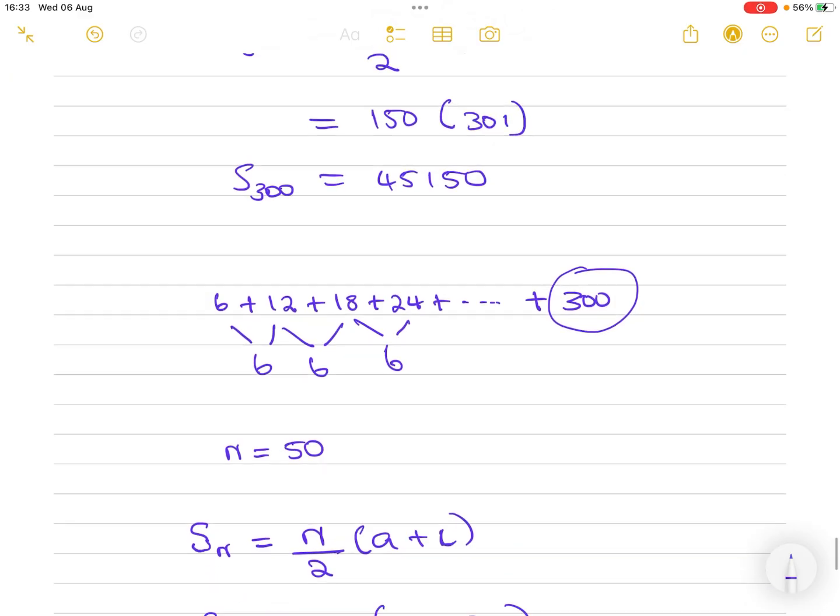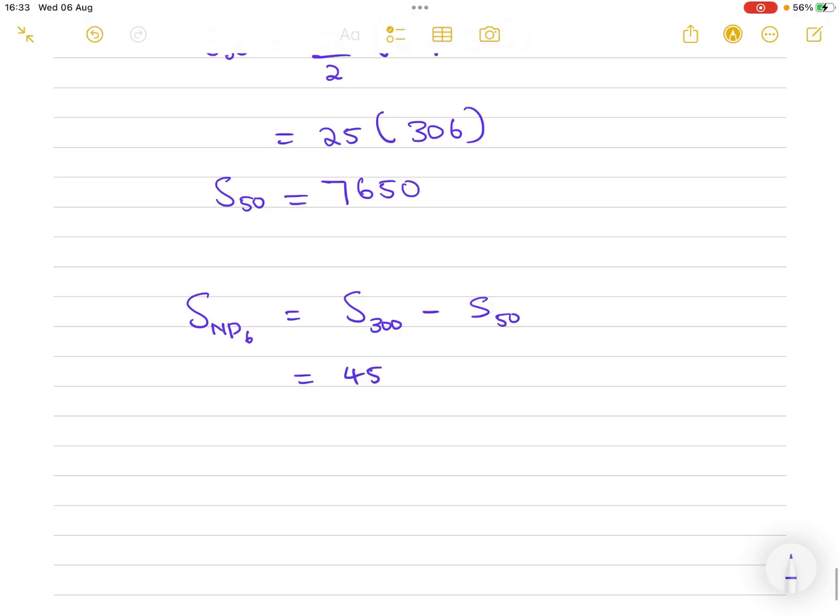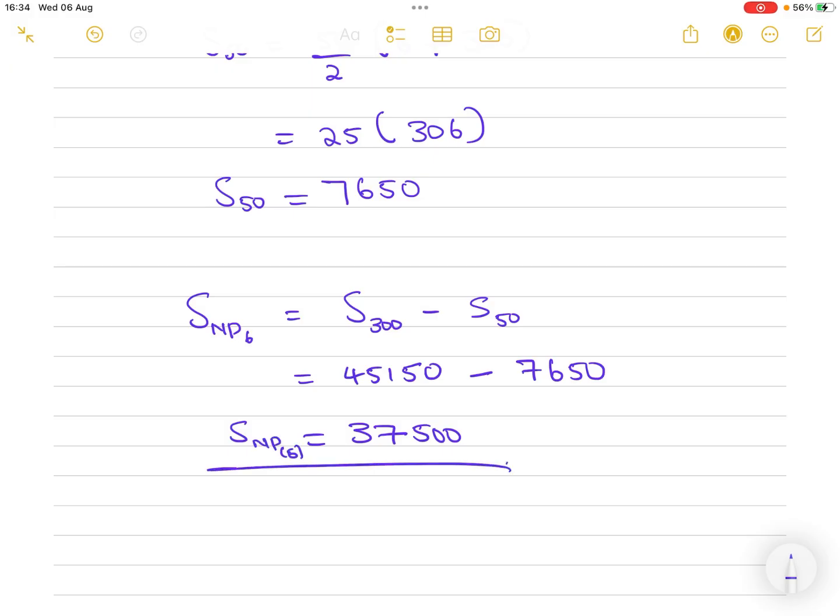So in this case, the sum of whole numbers will be 45,150, and then minus those that are divisible by 6, of which is 7,650, and then the result will be 37,500. So 37,500, those that are not divisible by what? By 6.